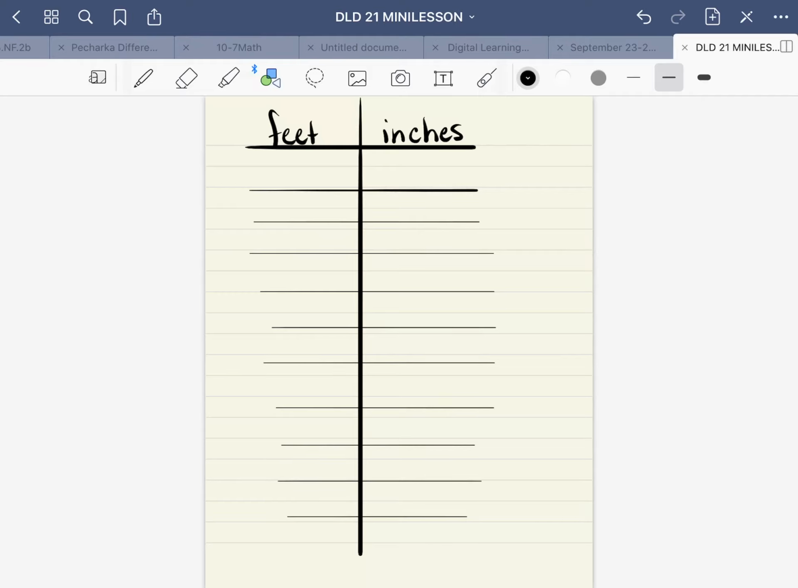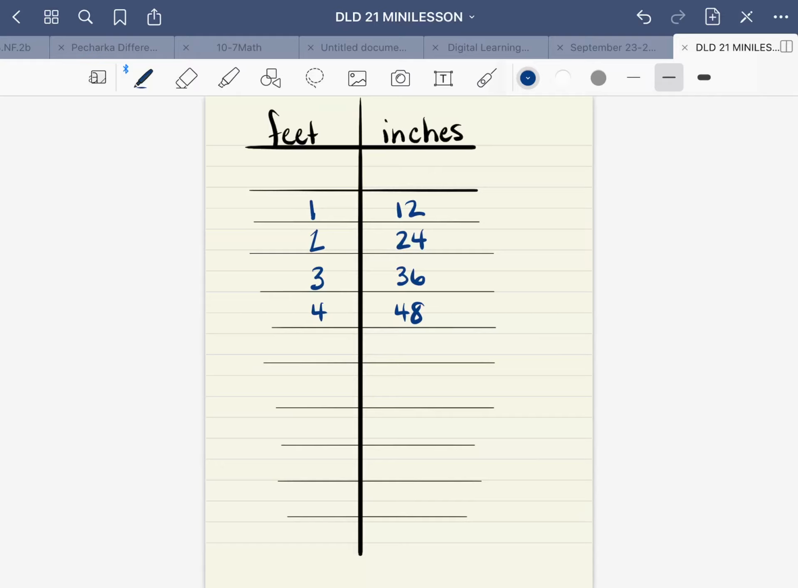I left that space blank, and I know that I said I started off with 1, 2, 3, 4. I'm going to stop right there. And I know that 1 foot equals 12 inches. 2 feet equals 24 inches. 3 feet equals 36 inches. And 4 feet equals 48 inches.